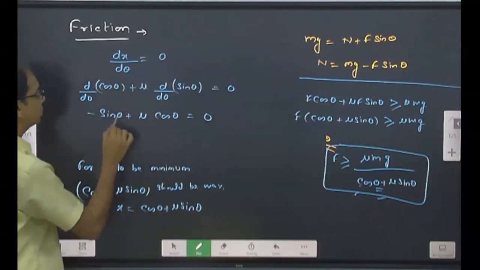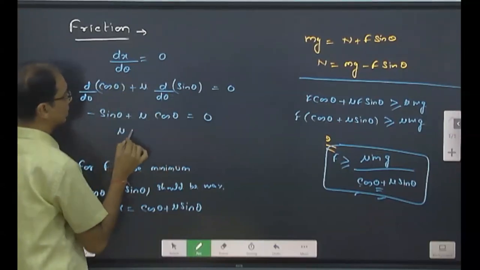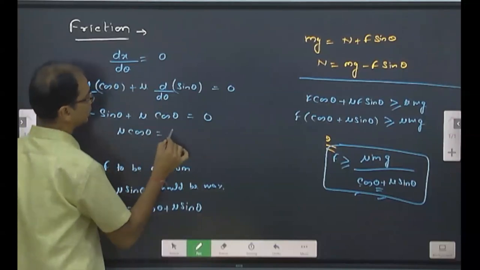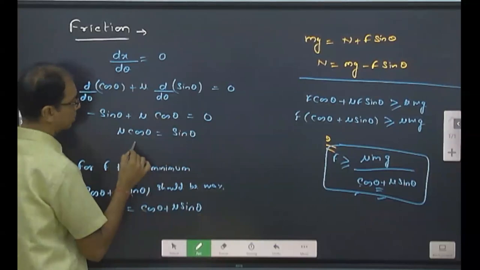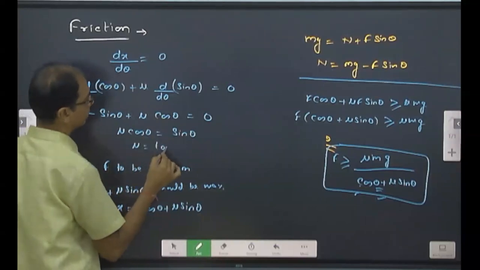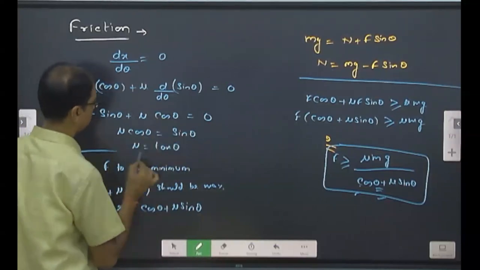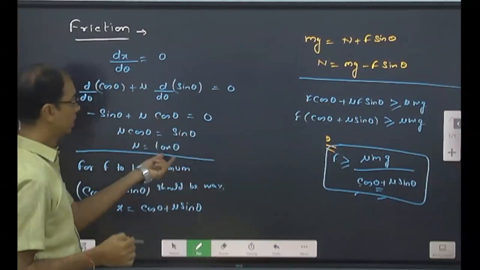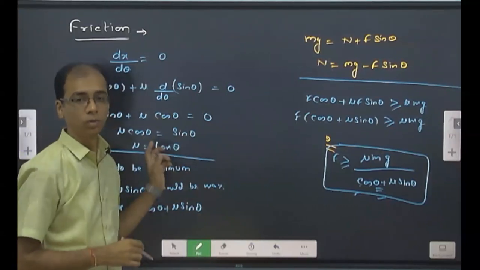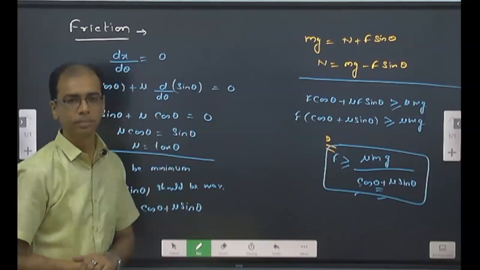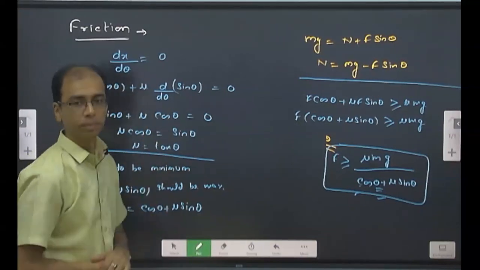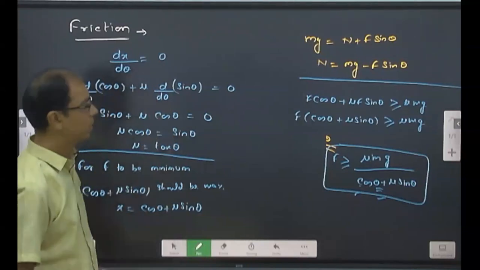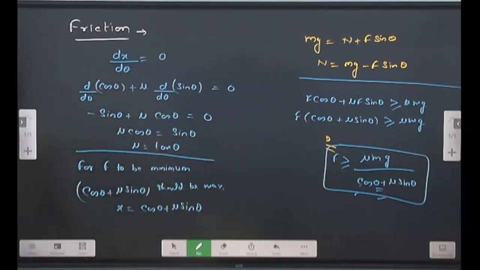Okay. Take sin theta to that side. Mu cos theta equal to sin theta. And cos theta will go there. So mu equal to tan theta. That means if tan theta equals mu, then our force is going to be minimum, or cos theta plus mu sin theta will be maximum. All right. Note this one. This you remember, okay? This mu equal to tan theta.